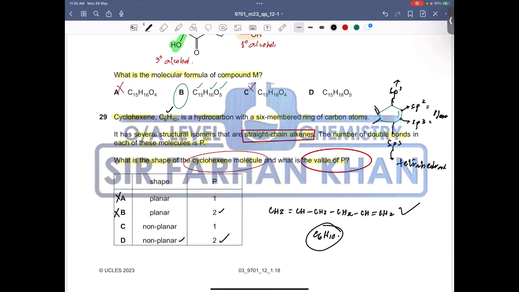And I think the right answer is going to be D. Okay. So I believe you have an idea. And obviously, if you need 2 double bonds in the straight chain alkene, these double bonds can be here or there, but you can write it in this way as well. There are multiple structures with this.